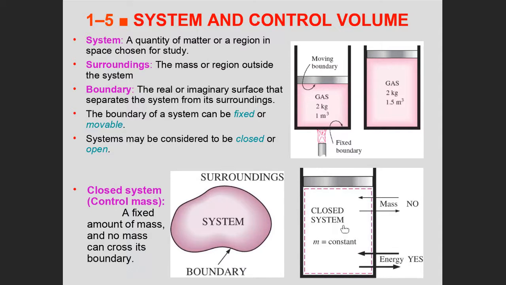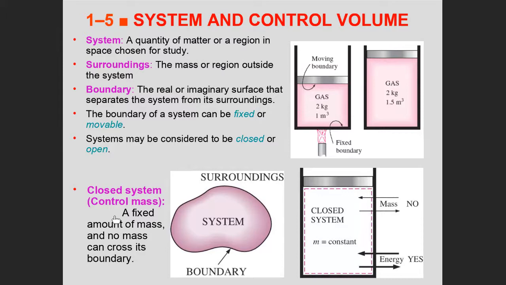Right. And then, we have talked about a system, its surroundings, its boundaries. And then we have two thermodynamic systems. We have a closed system and we have an open system. For the closed system, no mass will change. There is no mass will cross the boundary.